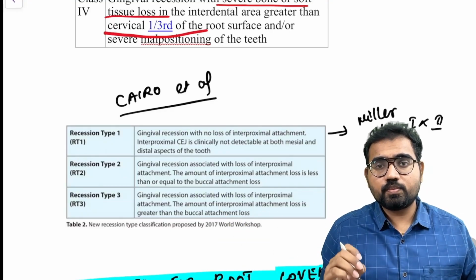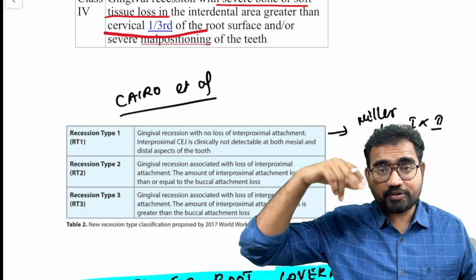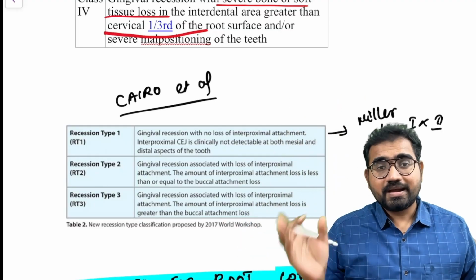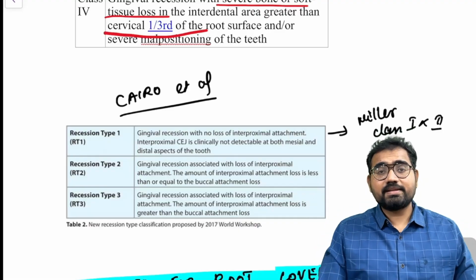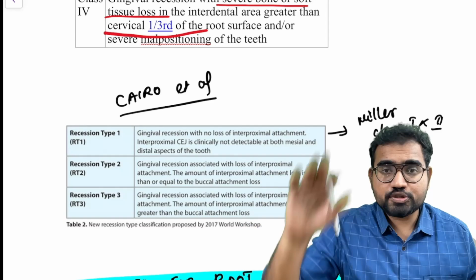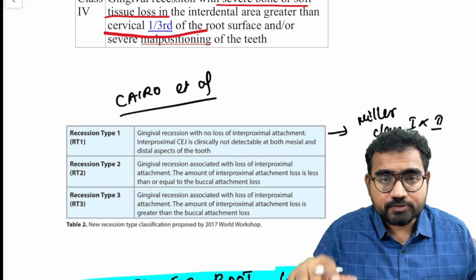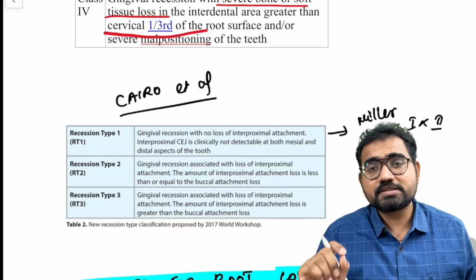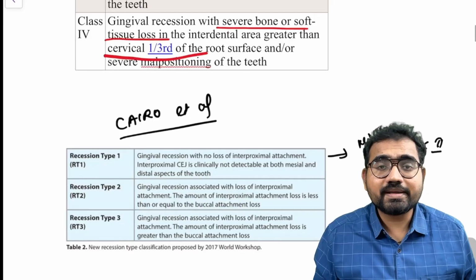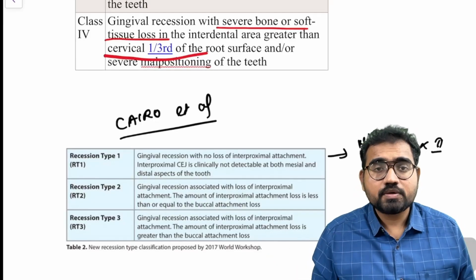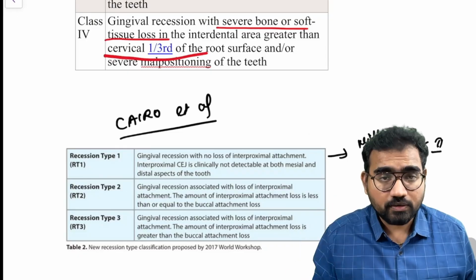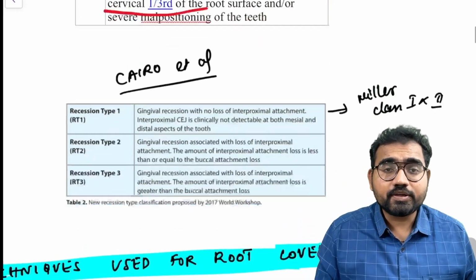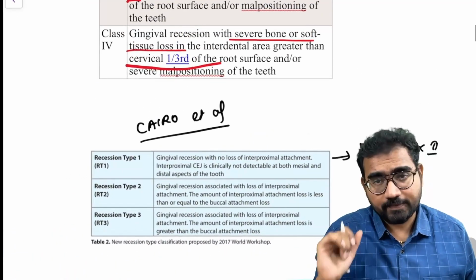Architecture: positive, negative, and flat. And recession type 3 is exactly the opposite of 2. The interproximal attachment loss is more than the buccal attachment loss. This is RT3. This is the recent classification of recession given by Cairo et al: RT1, RT2 and RT3.